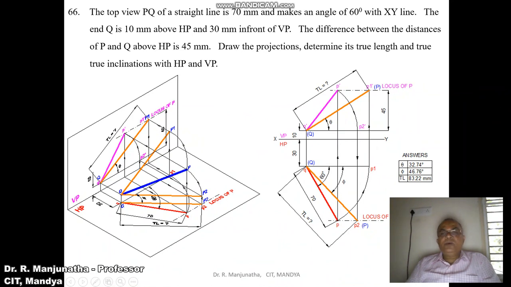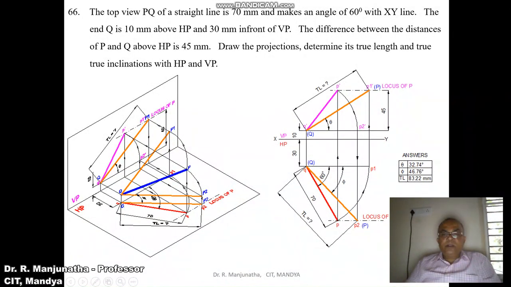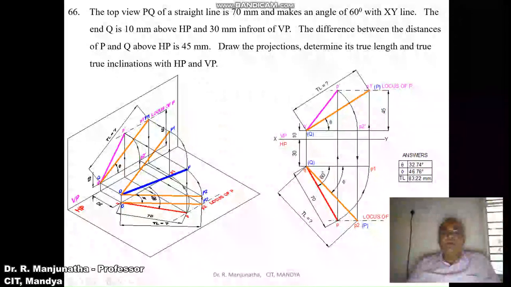Or from capital Q you measure the distance of 45 mm and draw a horizontal dash-dot line and mark this as the locus of capital P. Then you know the top view point, which is here, and you know the locus of P in the front view. As we know, the distance between the end projectors will cut the locus. So through P, you draw a vertical projector with a thin line such that it cuts the locus of P in the front view here, and you mark this point as P dash. Then draw a dark line between P dash and Q dash, which is going to be the front view.